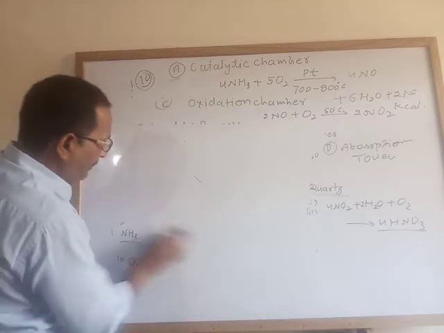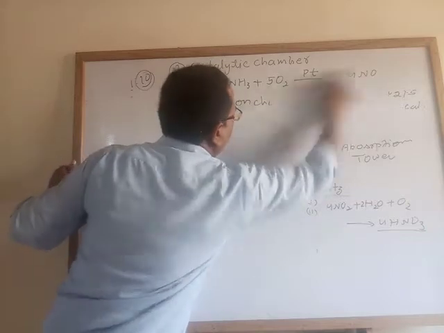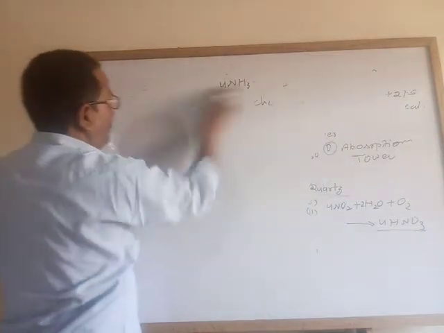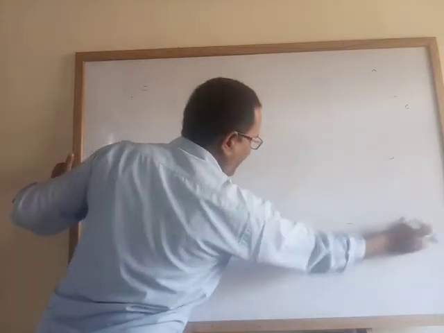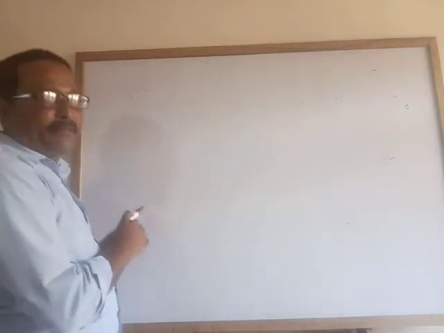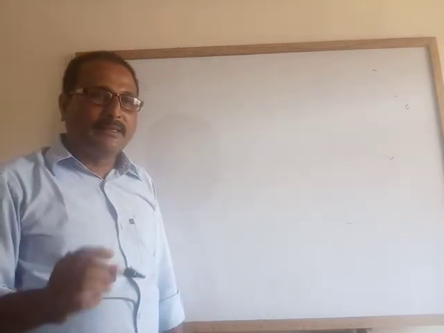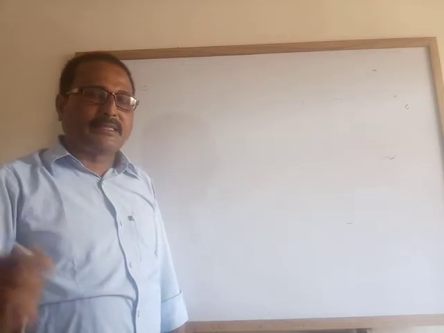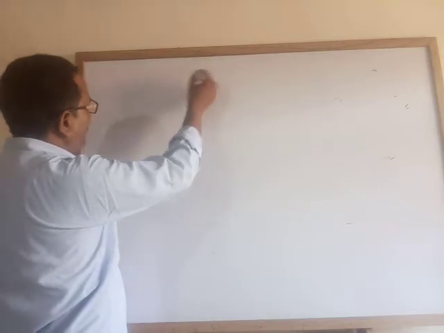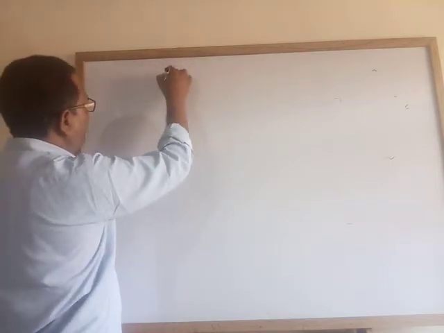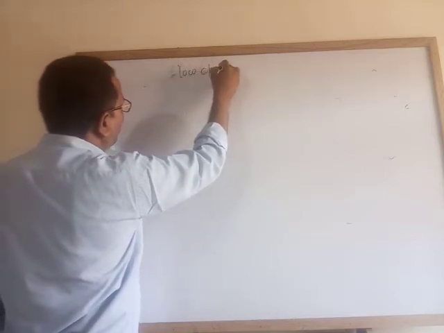Now the flow chart of manufacture of nitric acid by Ostwald process. Because a flow chart is coming. Okay, draw the manufacture of nitric acid by Ostwald process with the help of a flow chart. Explain the reaction taking place in all chambers. See that this is the flow chart of manufacture of nitric acid.